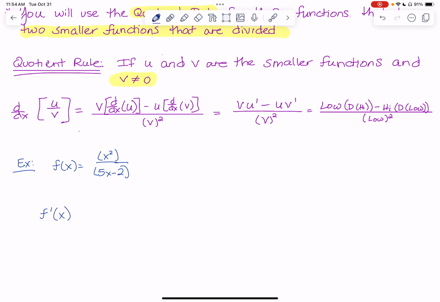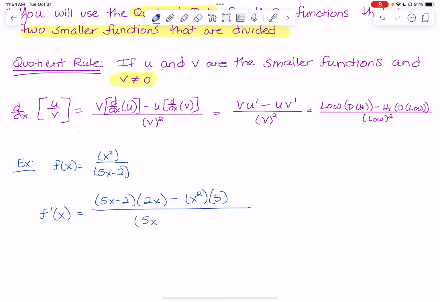I tend to like low d high minus high d low just because it's easy to remember. So I'm going to take my lower function, that's my 5x minus 2. I'm going to multiply it by the derivative of my upper function, my high function, which is 2x. I'm going to subtract, and I'm going to say minus high, that's my x squared there. D low, the derivative of my lower function, is just 5. All divided by low squared.